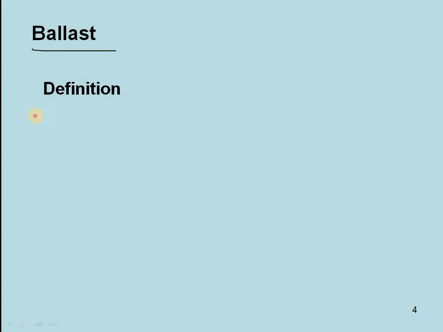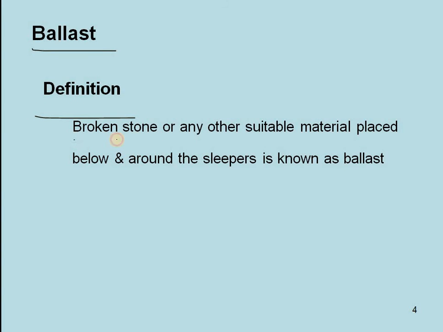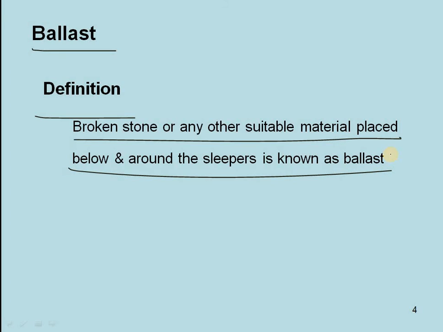So, what is ballast? Definition: broken stone or any other suitable material placed below and around the sleepers is known as ballast. So this is the ballast definition. You can see here broken stone, that means aggregates in angular shape or any shape, which are suitable materials for placing below and around the sleepers, is known as ballast.